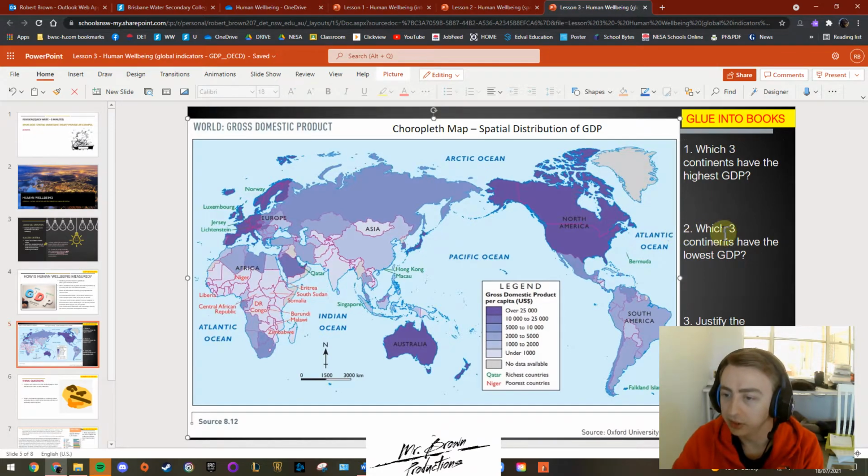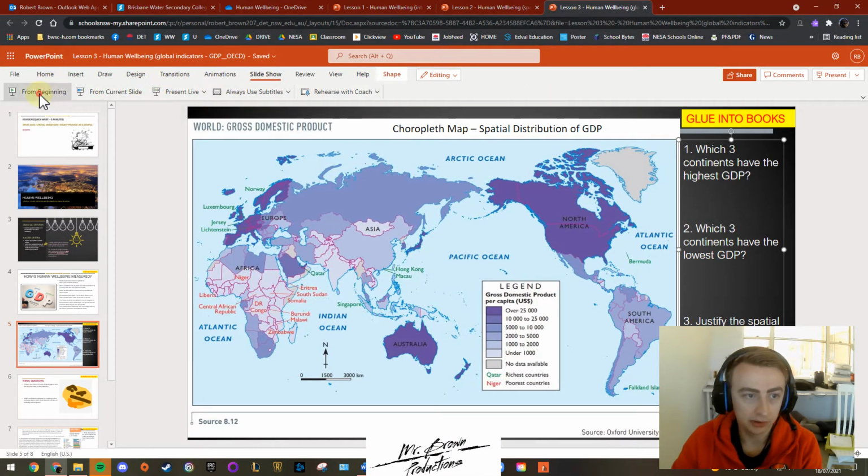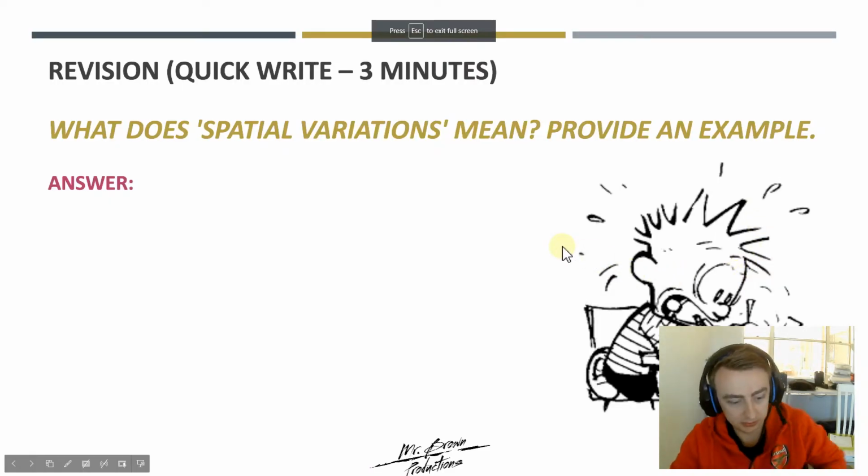Then I want you to do the same thing, but which 3 continents have the lowest GDP? So under $1,000 per person, okay? Per capita means per person. Again, our continents are Australia, South America, North America, Asia, Europe, and Africa. Which 3 continents have the lowest GDP? What I want you to then do in question 3 is to justify. Let me just bring this up here.